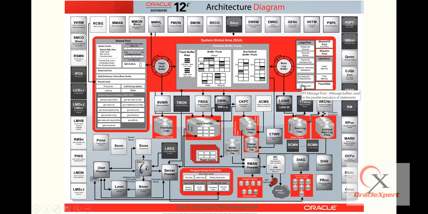Then you have the large pool. The large pool is an optional memory area intended for memory allocations that are larger than is appropriate for the shared pool. The large pool is different from the reserved space in the shared pool, which uses the same LRU list as other memory allocated from the shared pool. The large pool does not have an LRU list. Pieces of memory are allocated and cannot be freed until they are done being used.